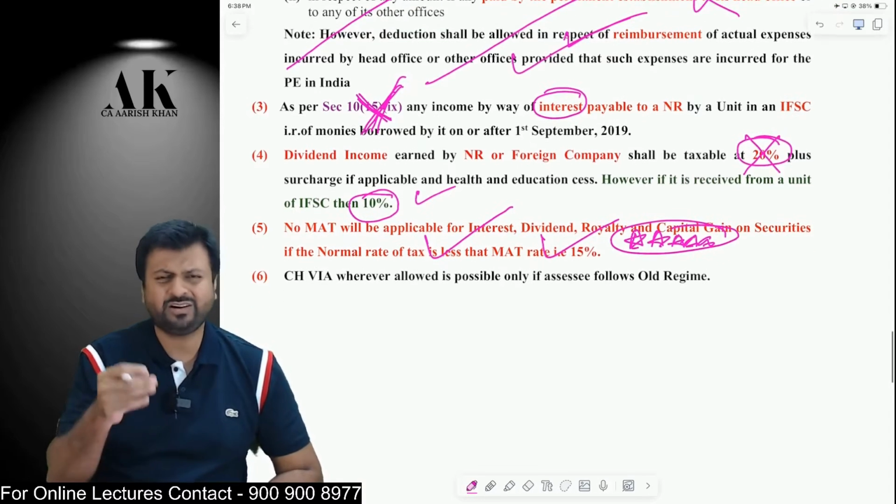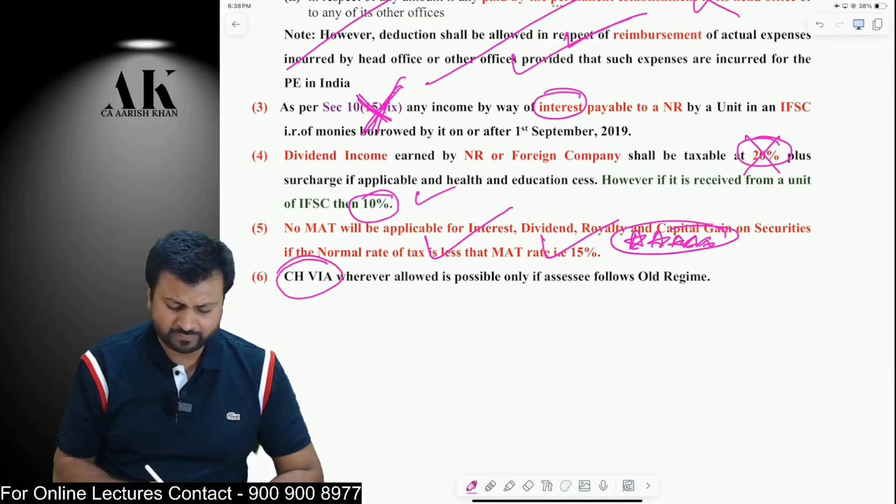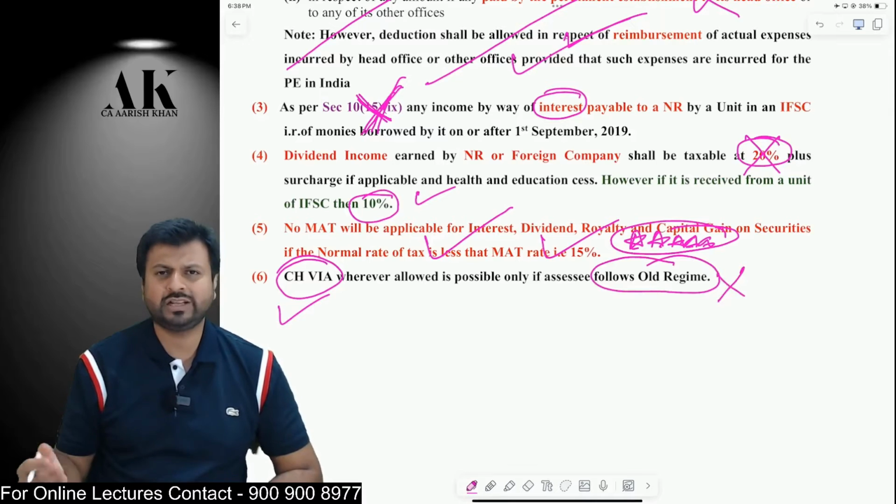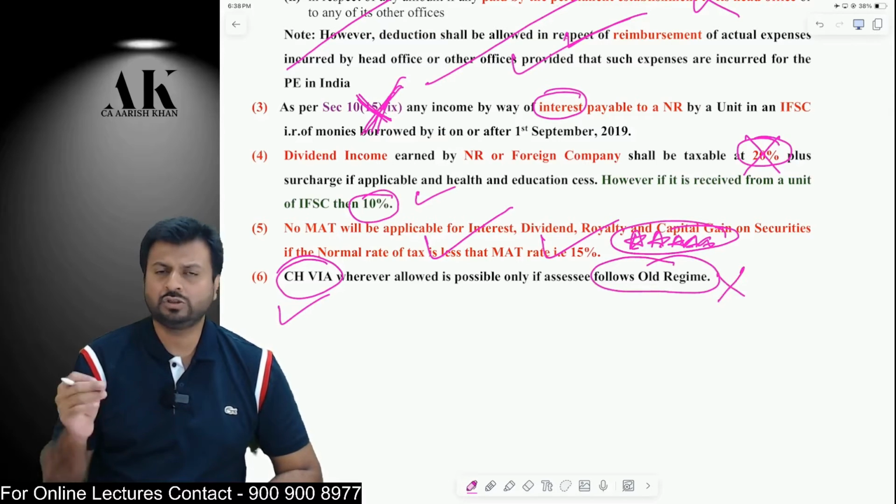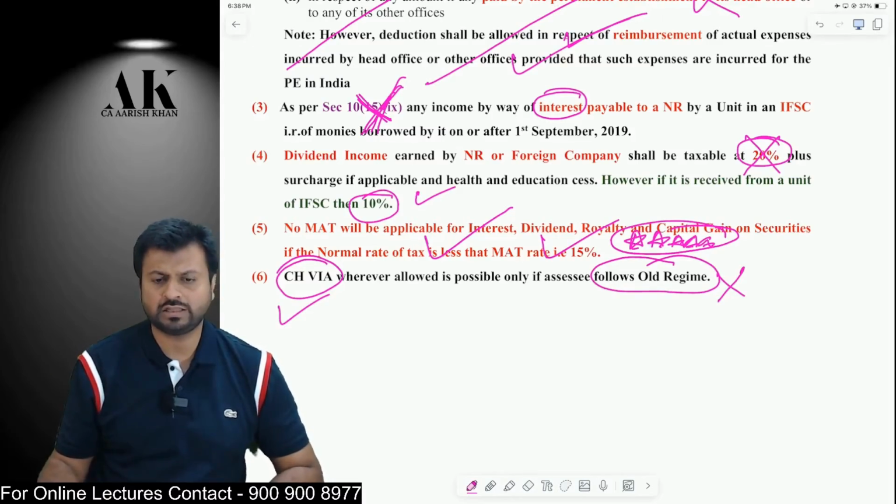Okay. Last but not least, just an information. Chapter 6A deduction is only possible if you follow the old regime, because in the new regime, most of the Chapter 6A deductions are not allowed, except 2-3 deductions which are allowed. Most of the Chapter 6A deductions are not allowed under the new regime.